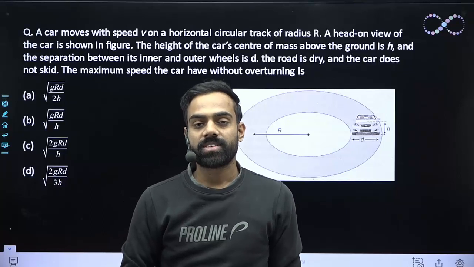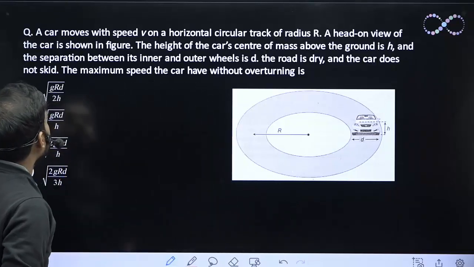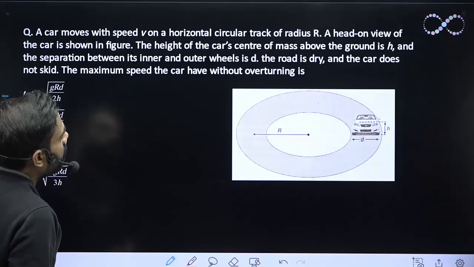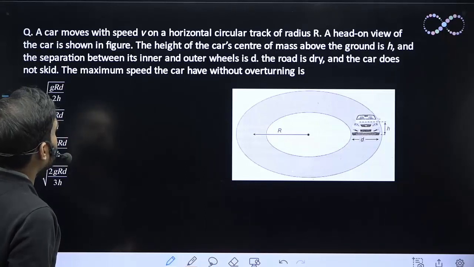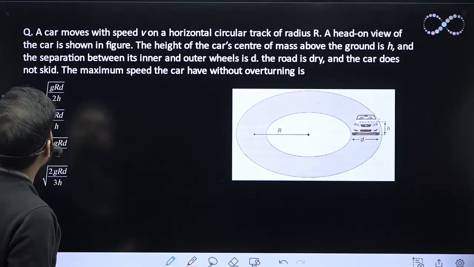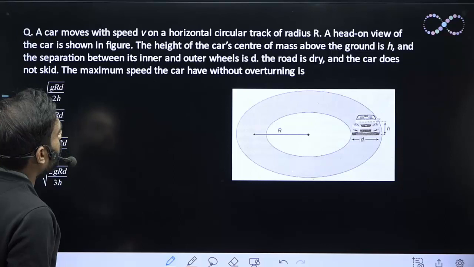Hello students, let us see this question here. A car moves with speed v on the horizontal circular track of radius r. A head-on view of the car is shown in the figure. The height of the car's center of mass above the ground is h, and the separation between the inner and outer wheels is d. The road is dry and the car does not skid.